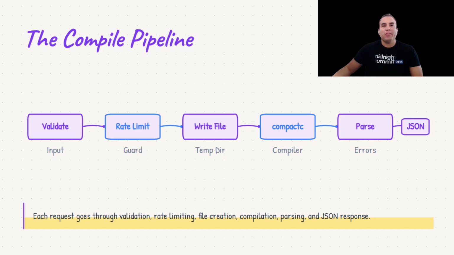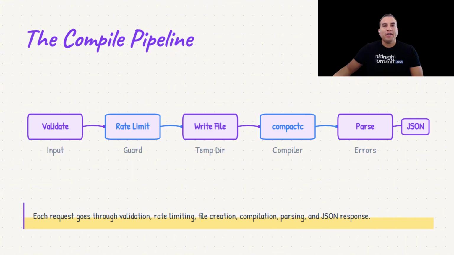First, input validation. The server checks that you have sent a JSON body with the code field and that the code isn't bigger than 100 kilobytes. Second, rate limiting. Your IP gets checked against the in-memory counter. If you have exceeded 20 requests in the last minute, you get a 429 back.